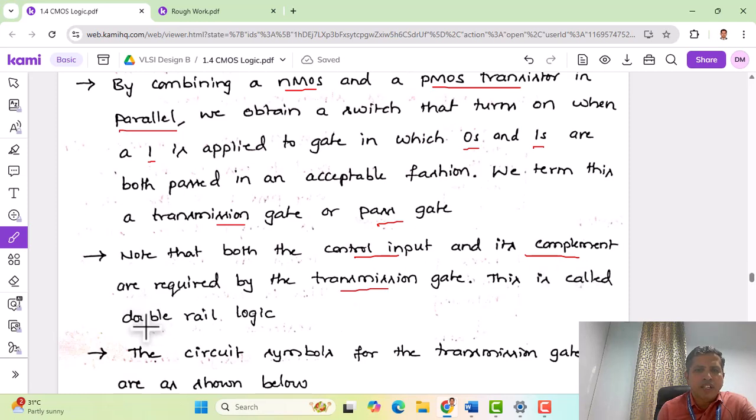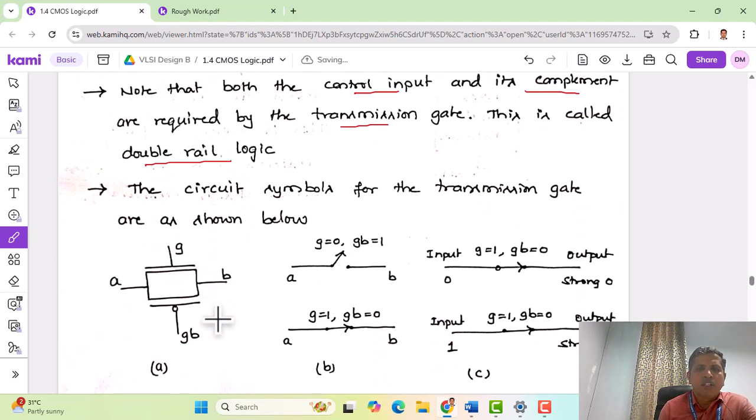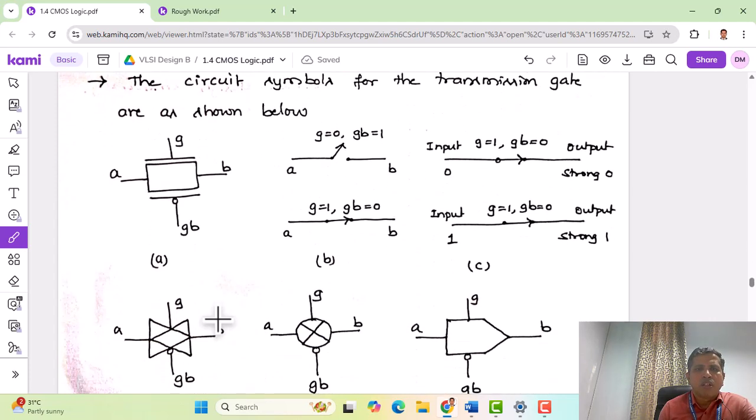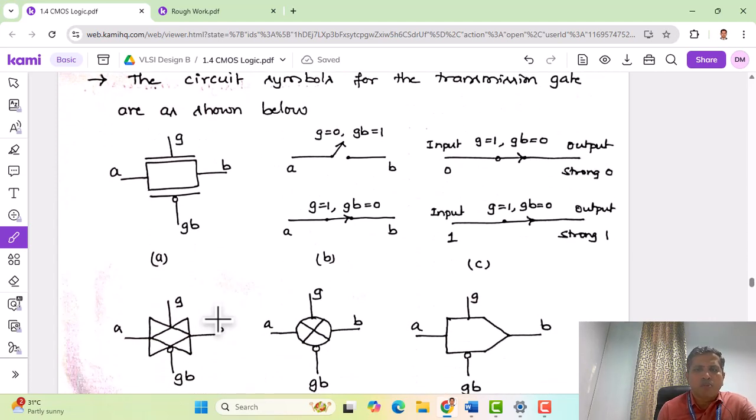And this is called dual rail logic. Dual rail means we have both a high voltage and a low voltage to control the transmission gate. That concept is labeled as dual rail logic. And here we have the circuit symbol, and how the data is transmitted from one point to another point is explained for the transmission gate. The symbol for the transmission gate is as shown here. The upper one is the NMOS transistor, and the bottom one is the PMOS transistor, and we have connected them in parallel.